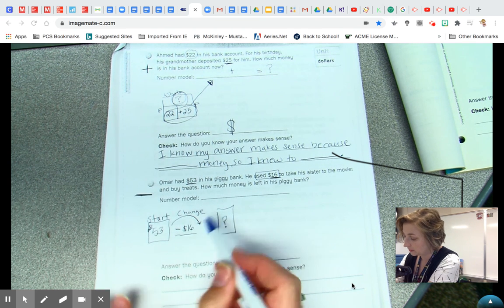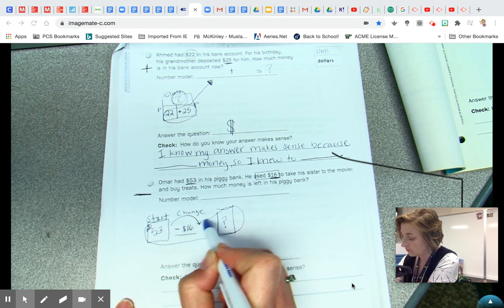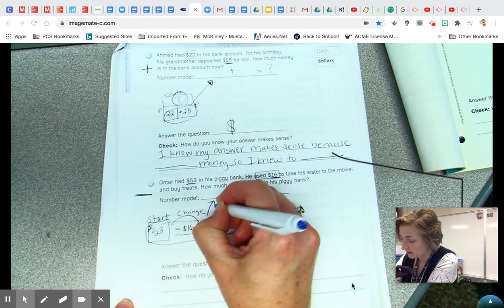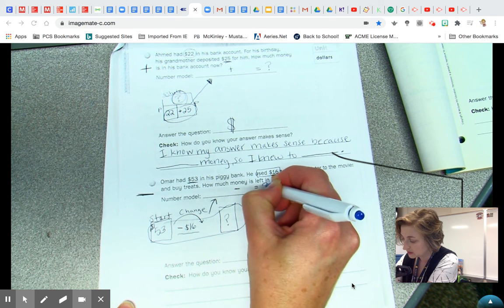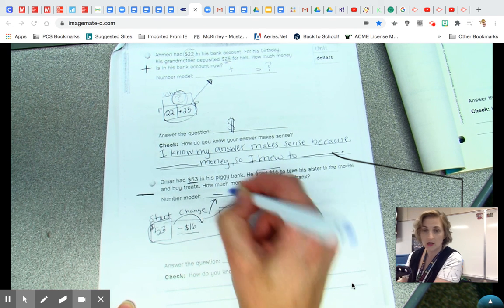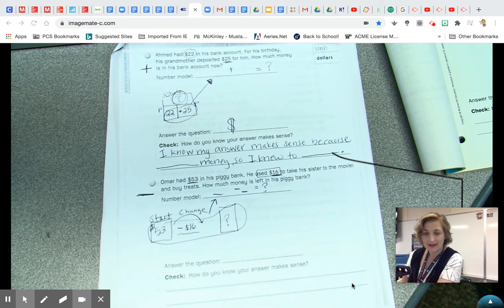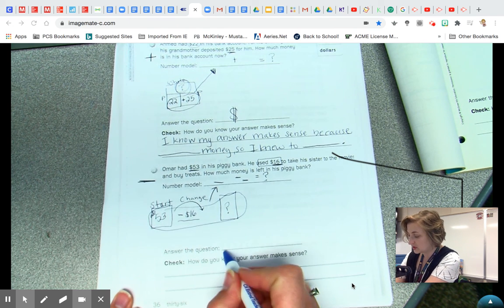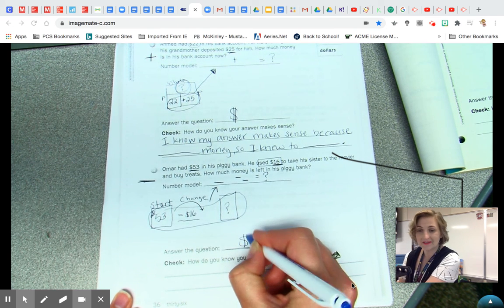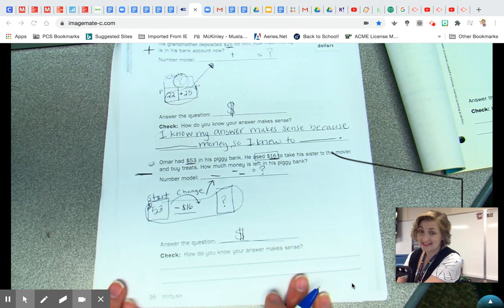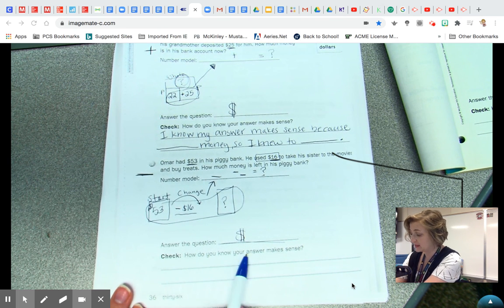Okay? So I want you to work this out and write it right here. Your number model is right here for you. So you're going to write that right here. Minus equals question mark. You're going to write 2 numbers right there. What 2 numbers are you going to write down? Okay? Then you're going to answer the question. Don't forget your dollar sign. And then same thing. How do you know your answers make sense?